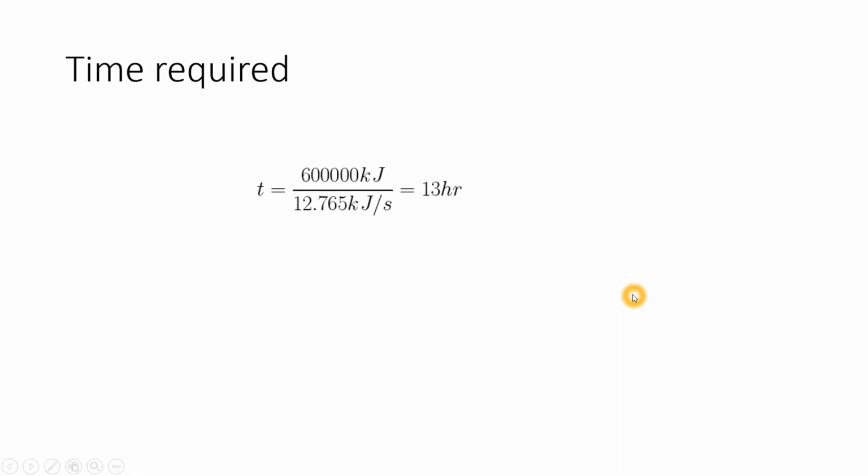And from this, the time required will be calculated as t is equal to 6 lakhs kilojoule divided by 12.765 kilojoule per second. From this we got the value in seconds. You can convert it into hours by dividing by 3600, right? 3600 we will divide by this, then we get 13 hours. This is the final answer.